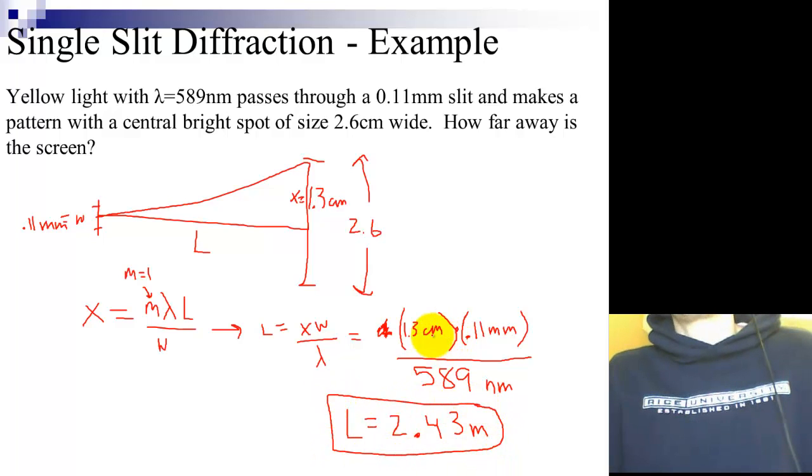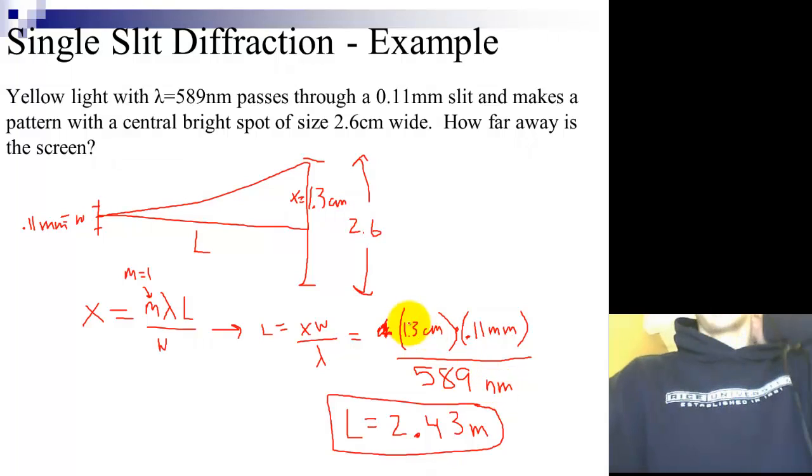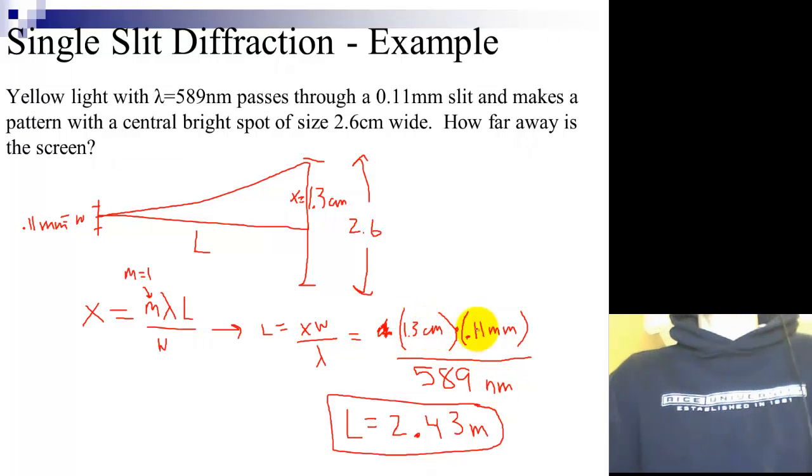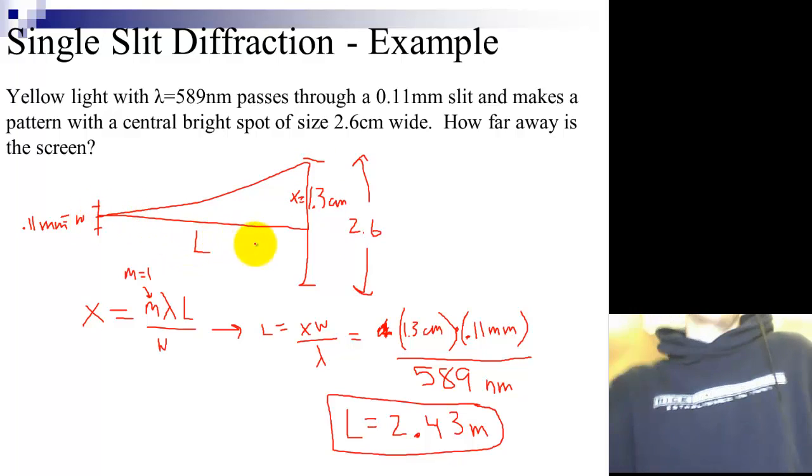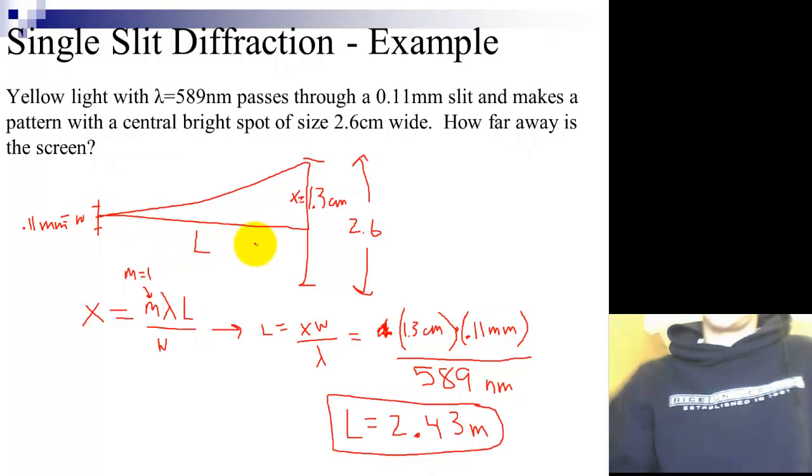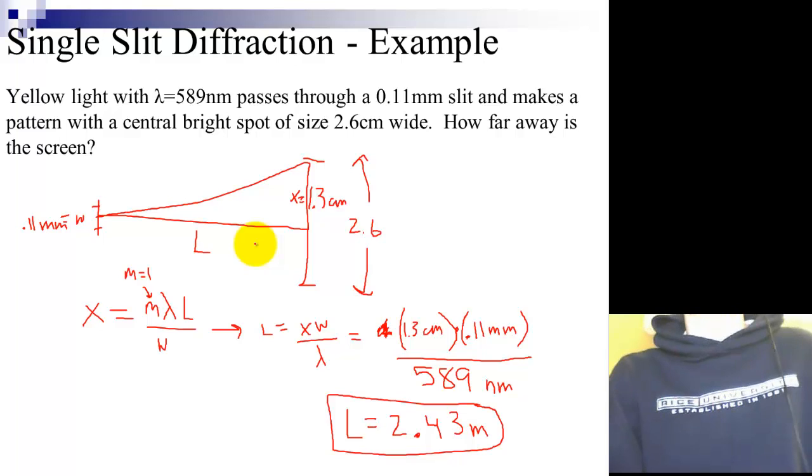So if you convert centimeters, millimeters, and nanometers, you can do it just as you're typing in your calculator, add on the suffix 10 to the negative 2nd, 10 to the negative 3rd, and 10 to the negative 9th. You should get 2.43 meters, and that makes sense given this is a couple of centimeters, this is 0.1 millimeters, that the length is about 2.5 meters. That's a very reasonable answer given all the other problems that we've been looking at, or that you will see when you do the problems.